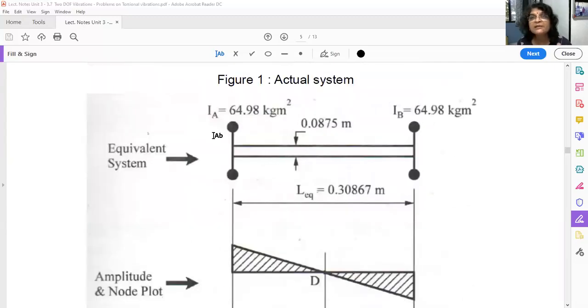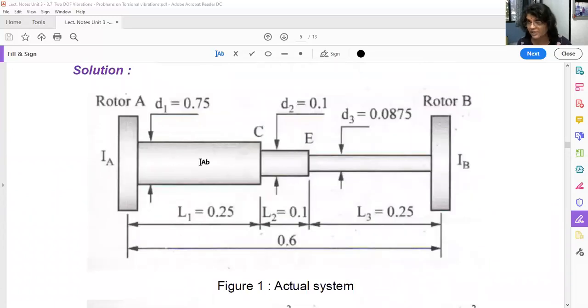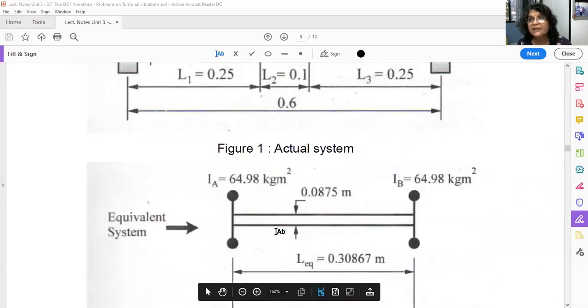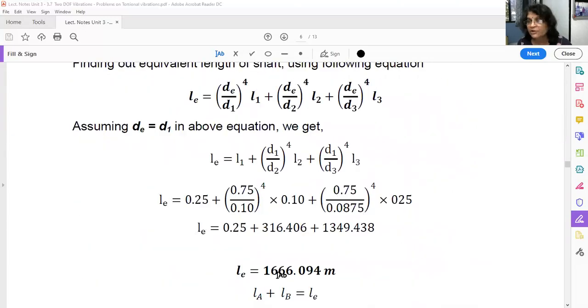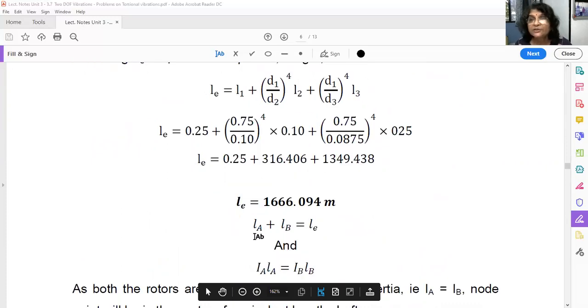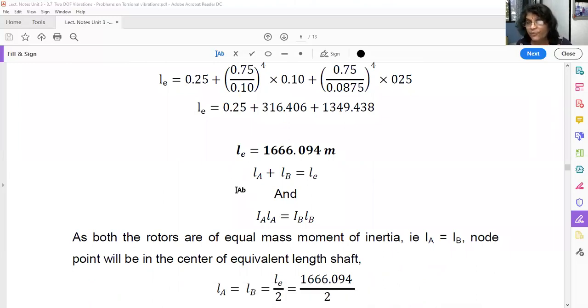See here, dE is equal to D1. If we consider this diameter throughout the length of the shaft, this length, which is 0.6 meter, will change to 1.666 meter.